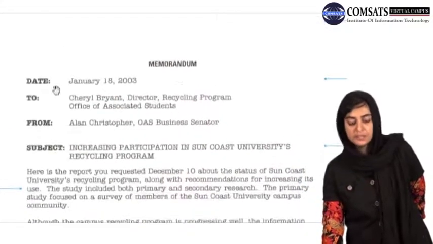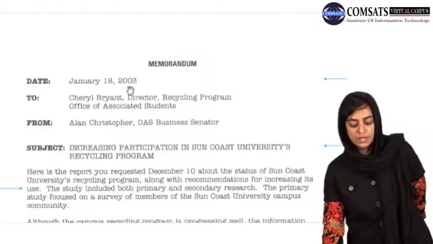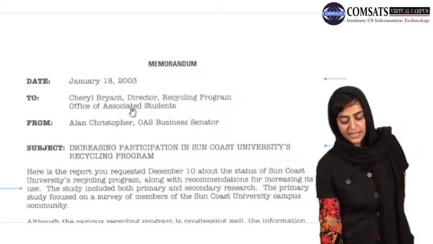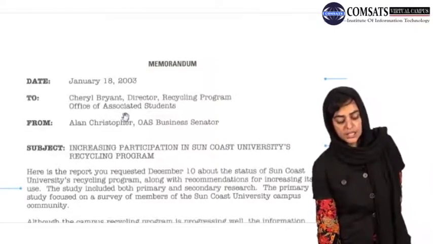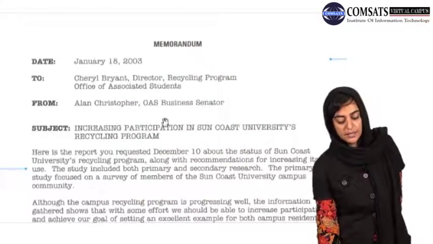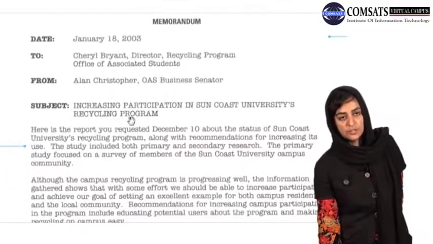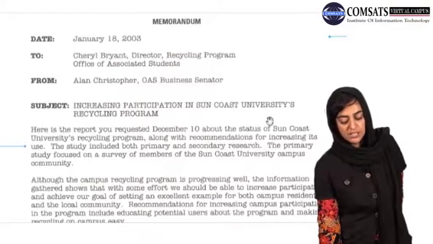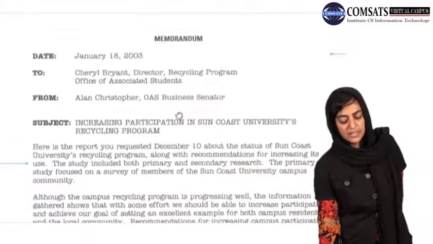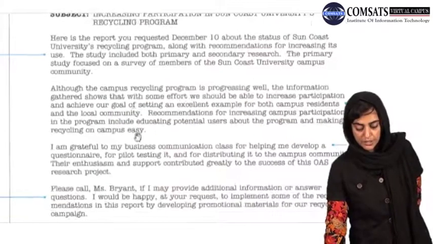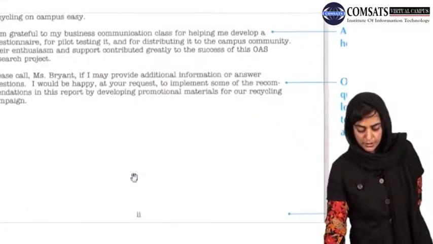Memorandum, first date January 18, 2003, then to Carol Bryant, Director Recycling Program, Office of Associated Students, from Alan Christopher, OAS Business Senator. Then subject, the first thing that is mentioned: increasing participation in Suncoast University's recycling program. Dear students, we are analyzing the memorandum of transmittal. Let us see what is written and where it is written.